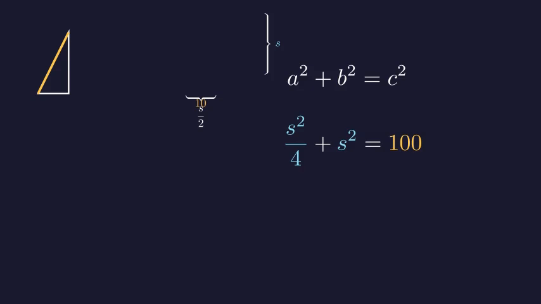To combine the terms on the left, think of the single s squared as 4s squared over 4. Adding 1/4 to 4/4 gives us 5/4. So 5 times s squared divided by 4 equals 100. To isolate s squared, we first multiply both sides of the equation by 4. This gives us 5 times s squared equals 400. Finally, we divide by 5. 400 divided by 5 is 80.